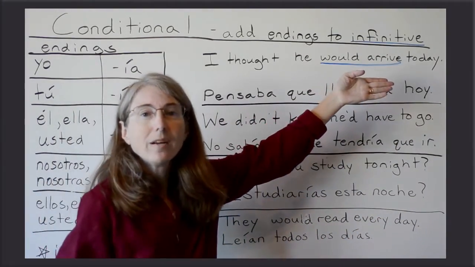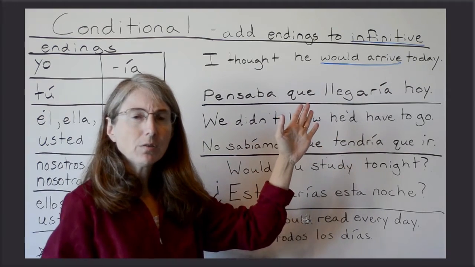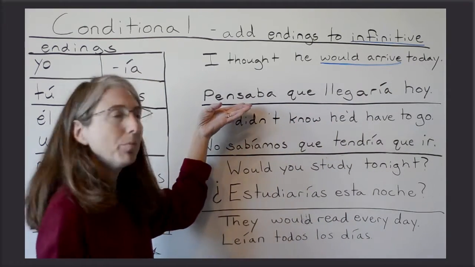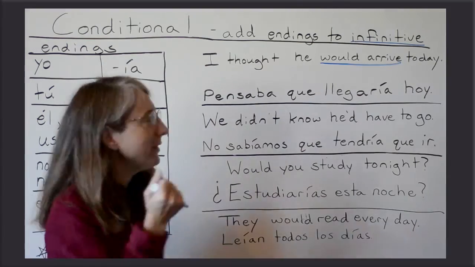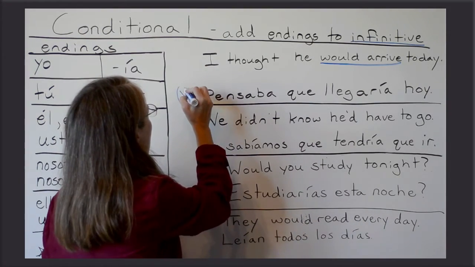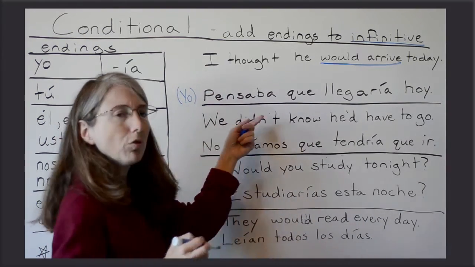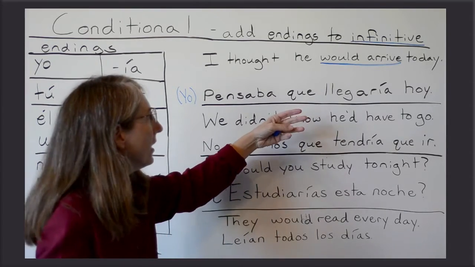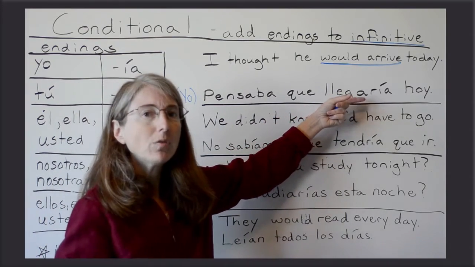Now, back to our first example. I thought he would arrive today. So in Spanish, we would say, I thought, pensaba, or you could have yo pensaba. Yo pensaba que, I thought that he would arrive.